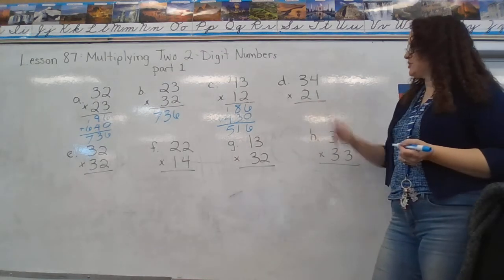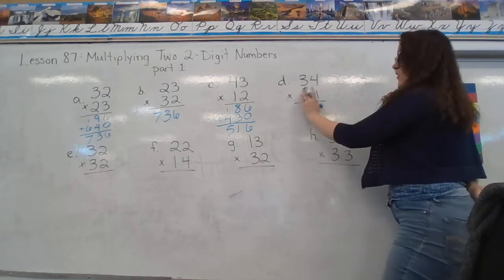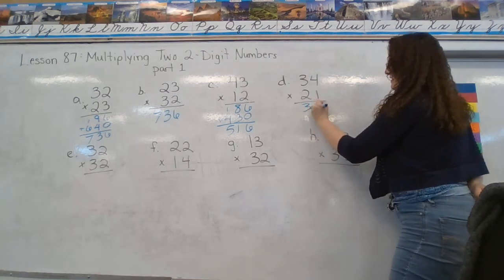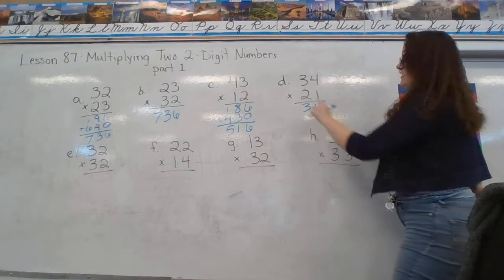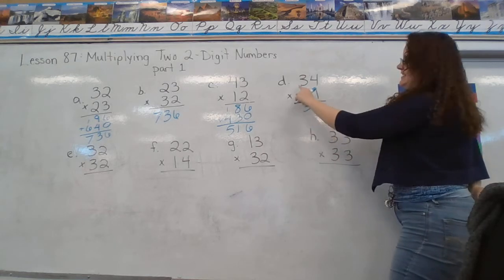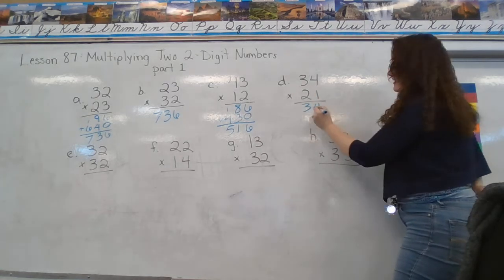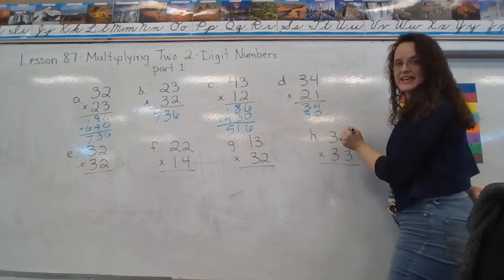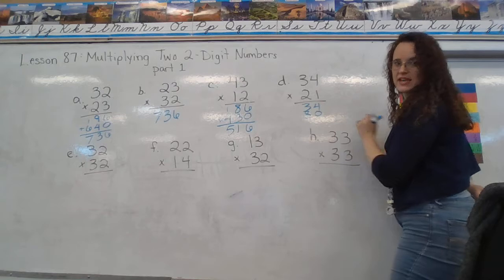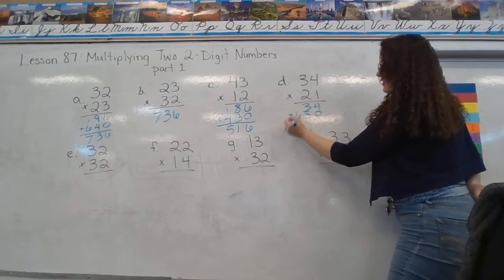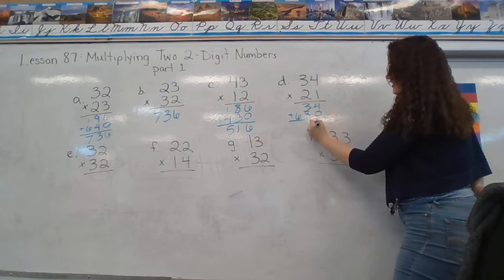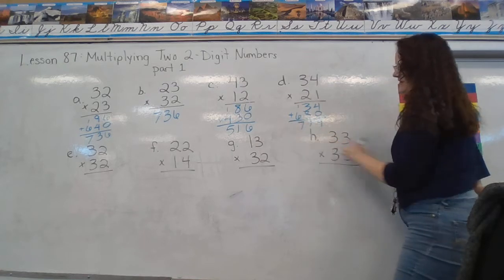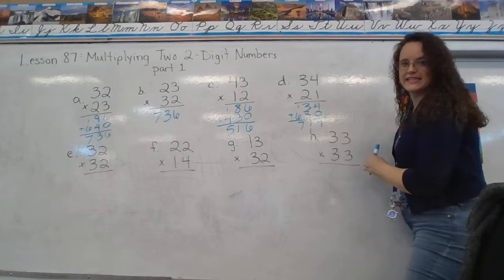D, 34 times 21. 1 times 34. That's just going to be 34. 20 times 34. It's going to end with a 0. 2 times 4 is 8. 2 times 3 is 6. We add our answers, and we have 4, 11, and 7. So 714.